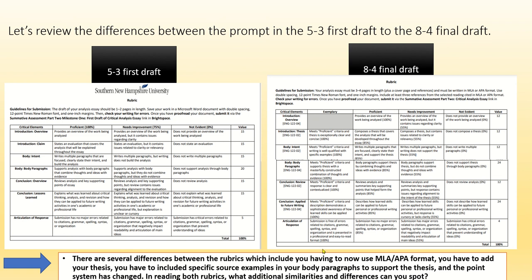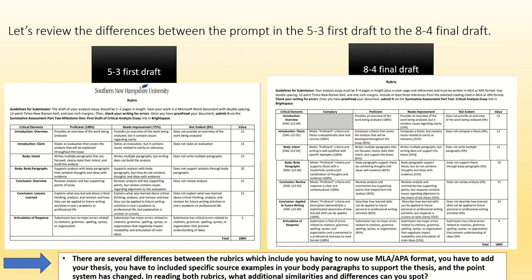It also adds another category. So here on the left side of the 5-3 first draft, you had proficient, needs improvement, not evident. And now in the final draft, you have exemplary, proficient, needs improvement, not evident. The point values have also changed slightly. And one of the big point values that has changed is the lessons learned paragraph. So in the first draft, it was worth 15 points, and in the final draft, it is worth 24 points.